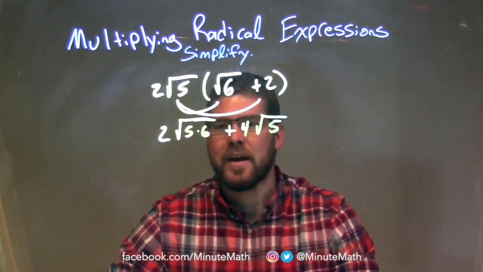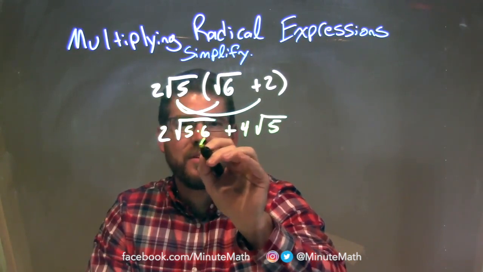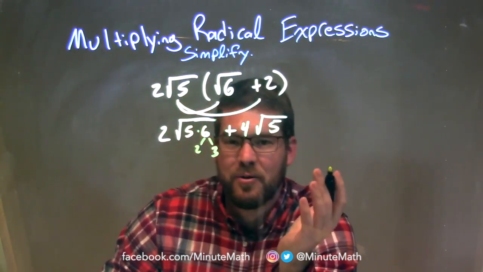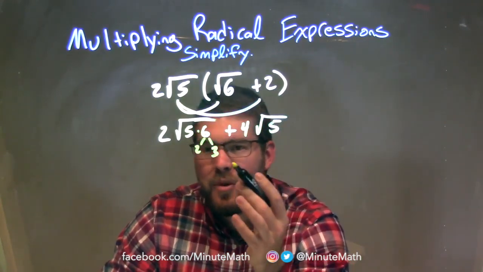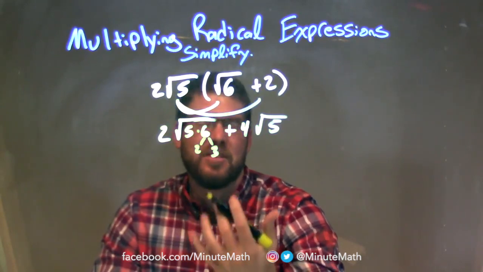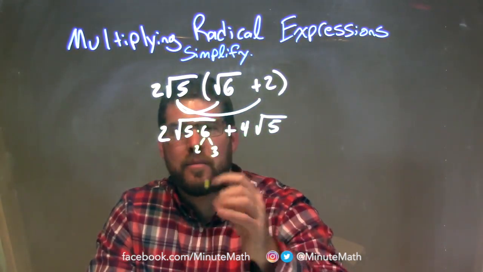So now I have to simplify. Can I break this down? Well, 6 is just 2 times 3, right? So if 6 has 2 times 3, 5 can't break down, I have no pairs. So actually, there's no way I can break this down to bring anything out. So I think about, okay, 5 times 6 is 30, so I just have to multiply those together, and then that's it. I can't simplify anymore.